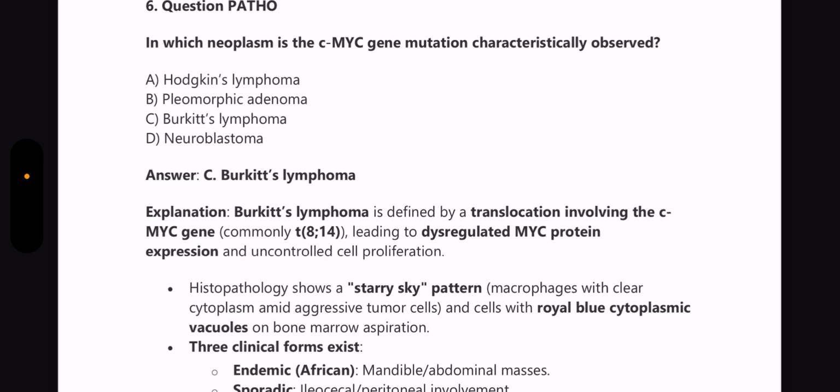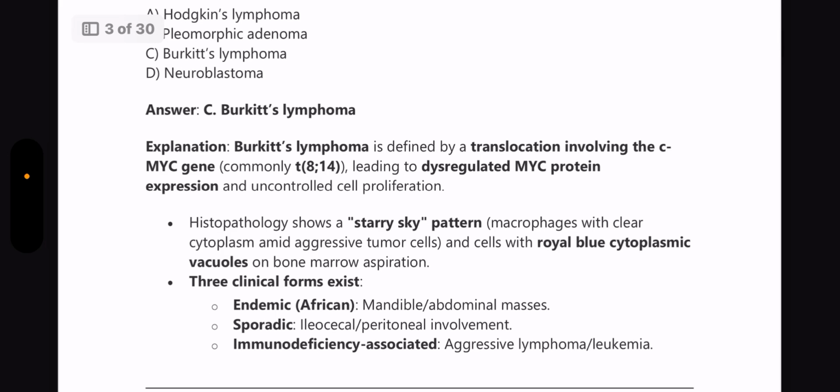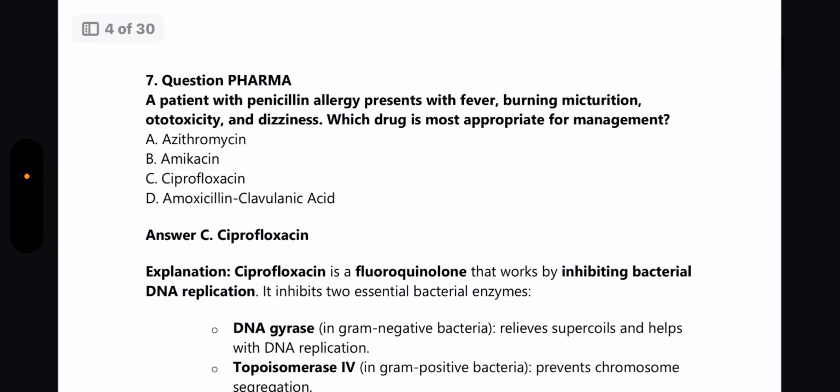Burkitt's lymphoma is defined by a translocation involving the CMYC gene, commonly the t(8;14), leading to dysregulated MYC protein expression and uncontrolled cell proliferation. Histopathology shows a starry sky pattern and cells with royal blue cytoplasmic vacuoles on bone marrow aspiration. 3 clinical forms exist. One is the endemic African one, which presents with a mandible or abdominal mass, the second is the sporadic one, which presents with ileocecal or peritoneal involvement, and the third is the immunodeficiency associated, which presents with aggressive lymphoma or leukemia.